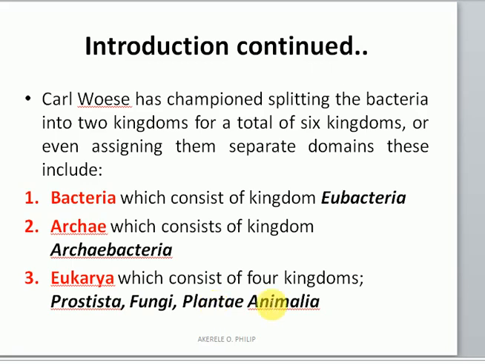If you want to arrange them in order of complexity, from the simplest to the most complex, this will be 1, 2, 3, 4, 5, 6. That means this is the simplest, followed by this, while this is the most complex. Alright, moving on.